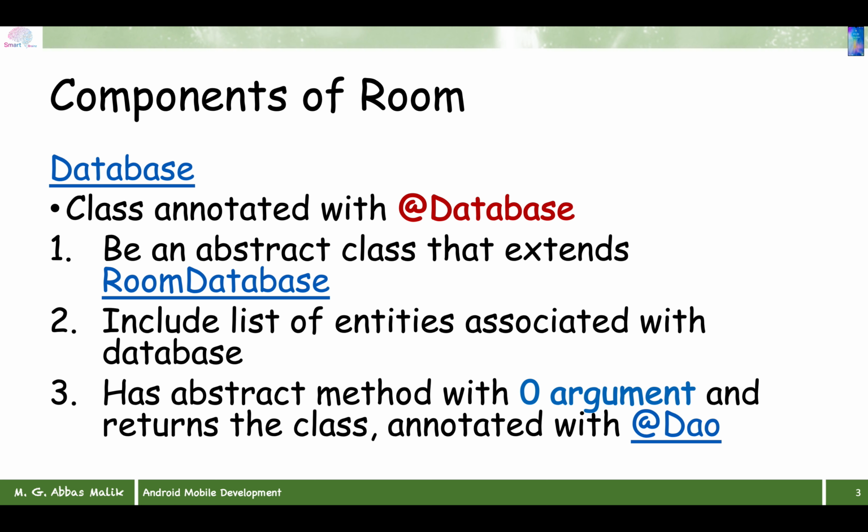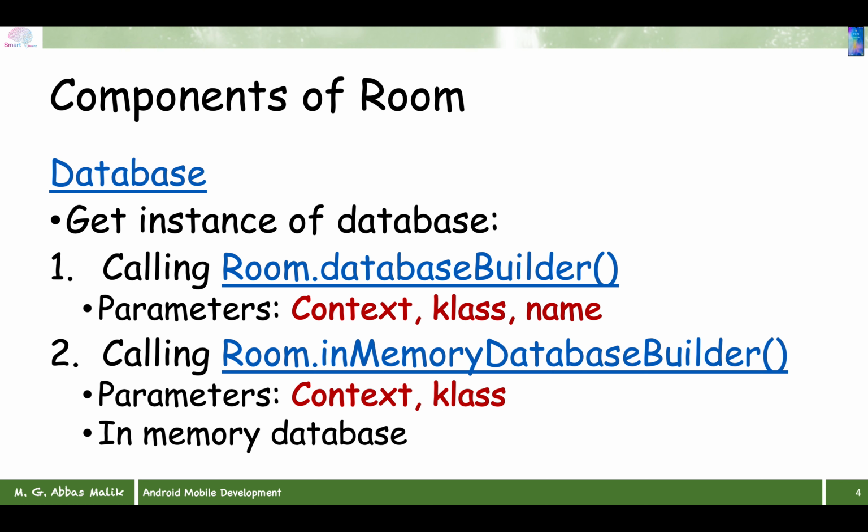It includes the list of the entities associated with the database. Entities are the classes that you have defined, and they actually become the tables inside your database. It also has an abstract method with zero arguments, no argument at all, and it will return you a class, or rather an interface, which is annotated with DAO, data access objects. And what that is, I will be discussing in the next few slides.